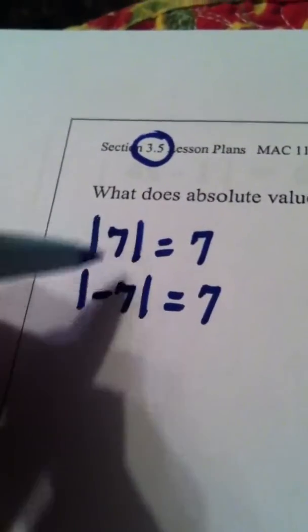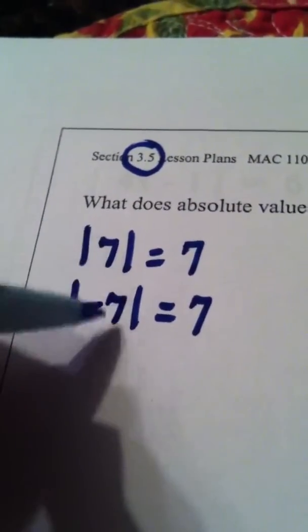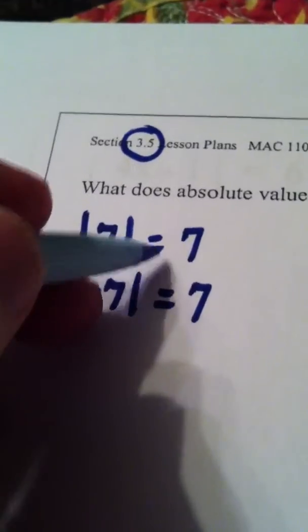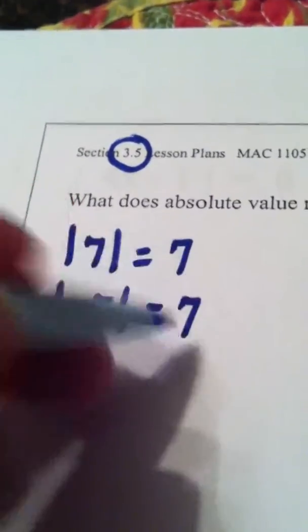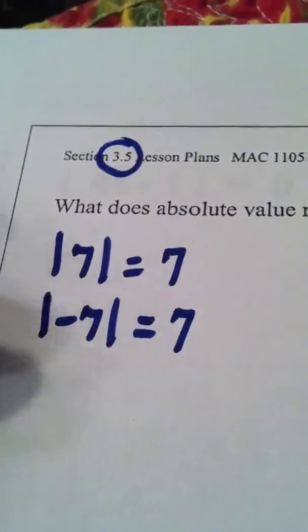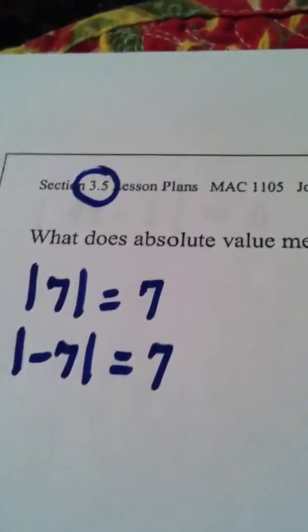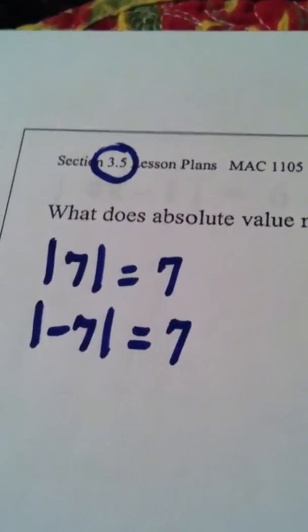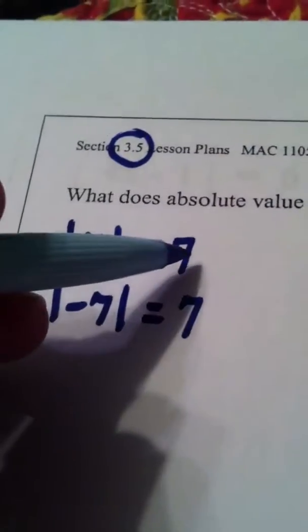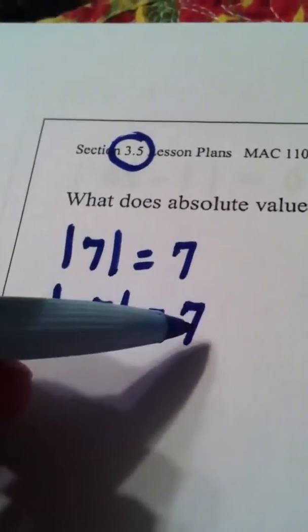So inside the absolute value bars, it's fine to have a negative number, but the answer to absolute value has to either be a positive number or it can be 0. Because you can't have an absolute value of 0 if you're standing at the origin. The absolute value of 0 is 0. What you can't have is the answer being negative.